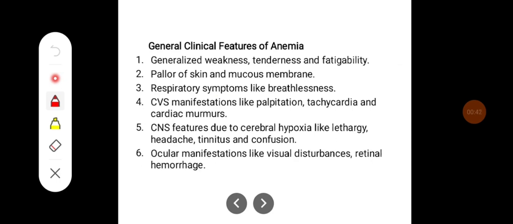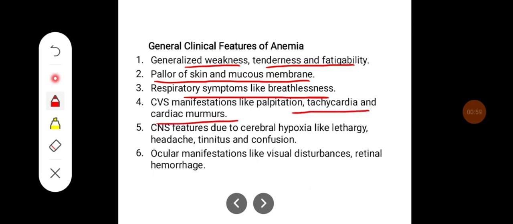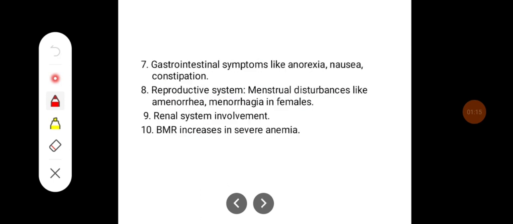Some of the clinical features of anemia are generalized weakness, tenderness, and fatigability, pallor of skin and mucous membrane. There can be respiratory symptoms like breathlessness, then serious manifestations like palpitation, tachycardia, and cardiac murmurs. The CNS features due to anemia are because of cerebral hypoxia, like lethargy, headache, tinnitus, and confusion. Ocular manifestations could be there like visual disturbances, retinal hemorrhage.